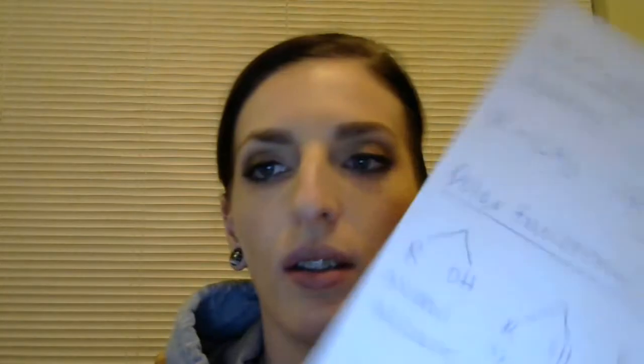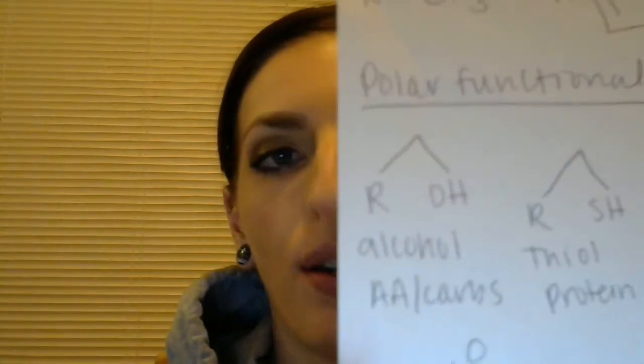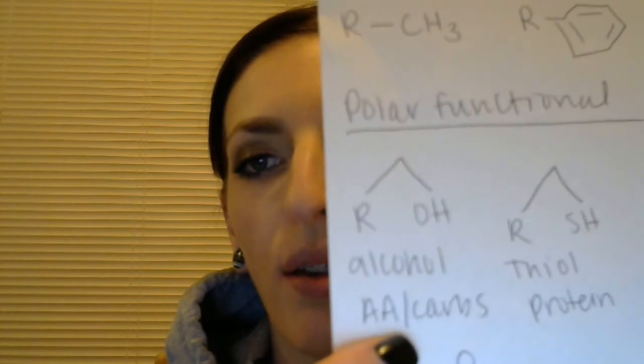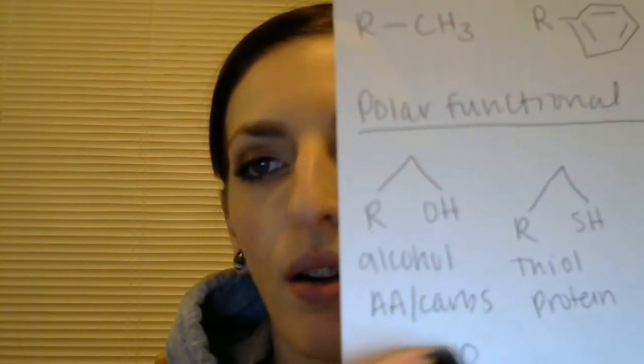The next functional group that you need to know about is the polar functional group. These contain a charge of some sort due to the electronegative atoms contained within the molecules themselves. So these contain nitrogen, sulfur, or oxygen. Let me show you what I have here. Alcohol, these are going to be in amino acids and carbohydrates.